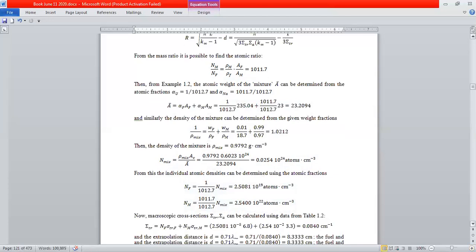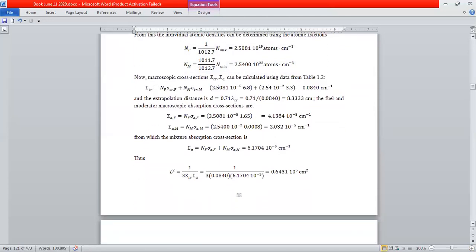I go to the tables. I get the fast cross sections because this is a fast reactor. I get sigma transport. I get absorption for fuel and moderator. I calculate the total absorption cross section for the mixture, which is the sum of absorption for the fuel and for the moderator. So I get the macroscopic cross section.